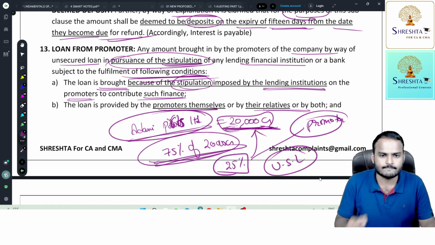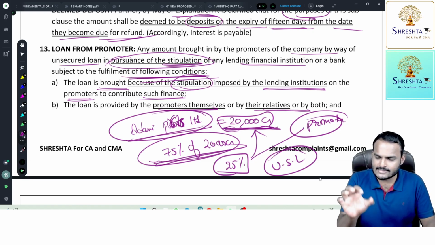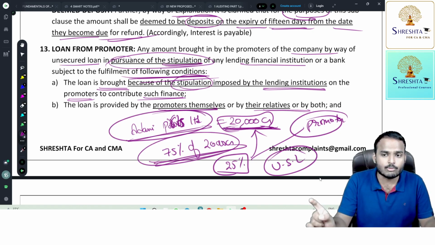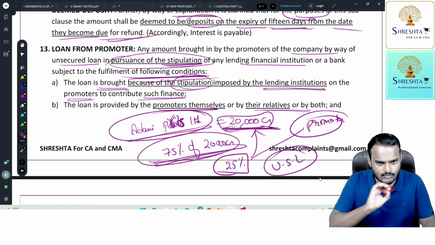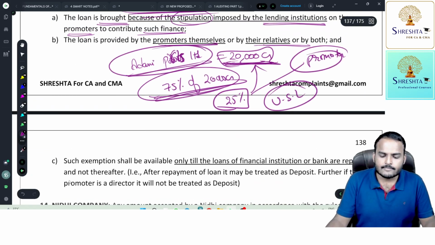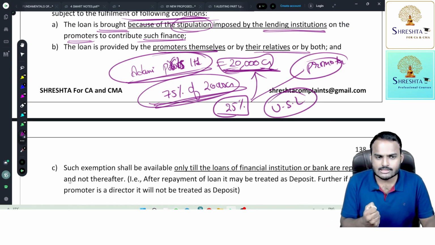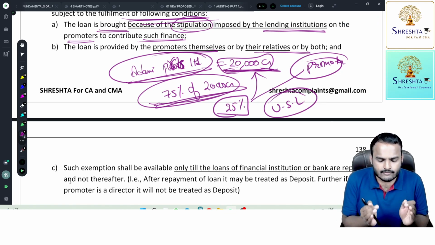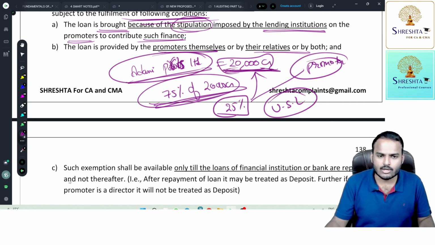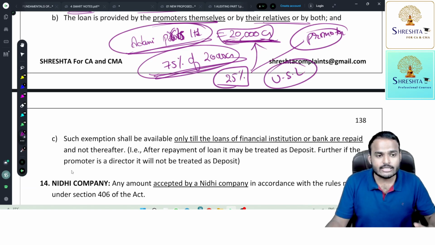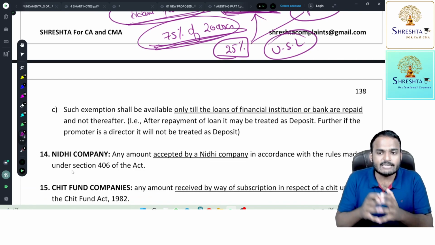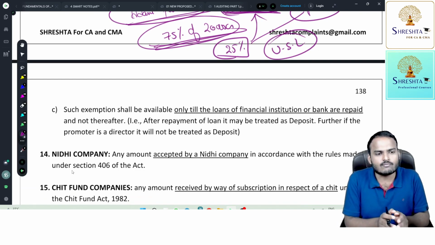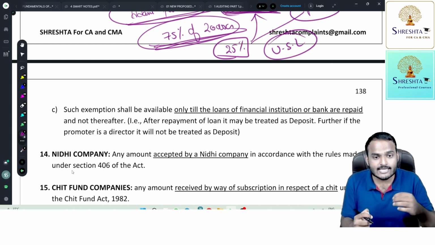That's promoter contribution. So bankers will finance the project up to 75%, provided 25% should come from promoter in the form of unsecured loan. This is the condition banks will keep. Now, sir, this privilege, this is not treated as deposit. How long is this not treated as a deposit, sir? How long will it come under exemption? Yes, how long? Until you repay the bank loan, until you repay loan to the financial institution, these amounts are not treated as deposits. The moment you repay loan to the bank, from that point onwards, this unsecured loan from promoter will be treated as deposit.